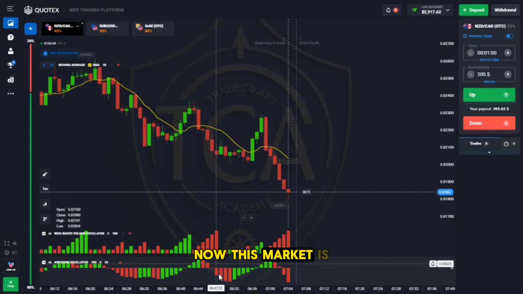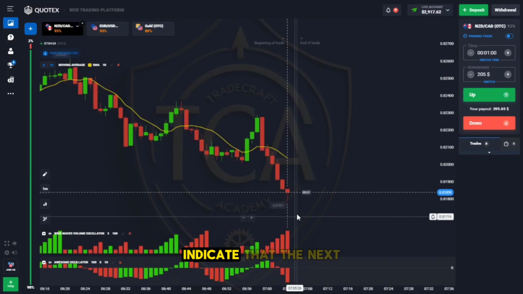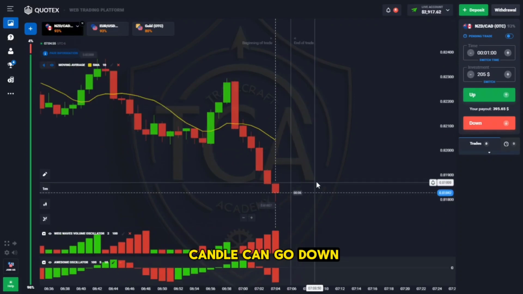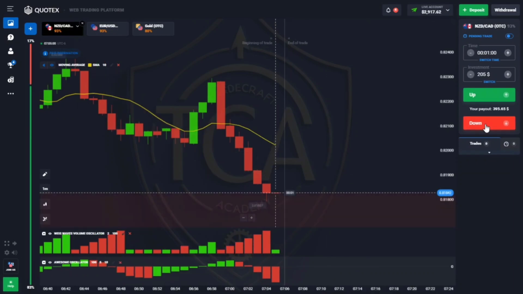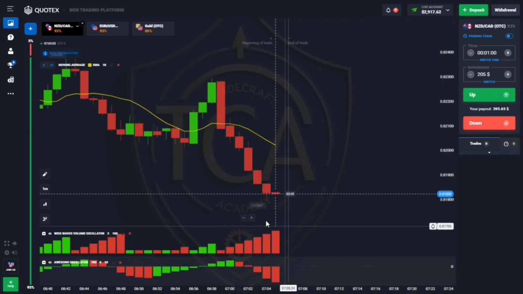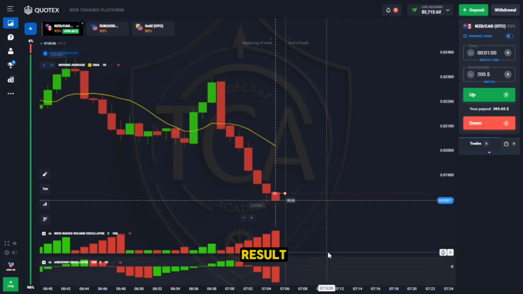Now this market is in a downtrend, and you can see both indicator and market trend indicate that the next candle can go down. So I placed a put option trade. Let's wait for the result.